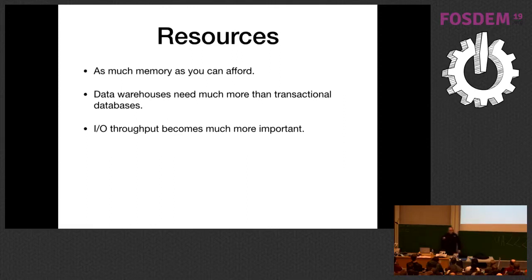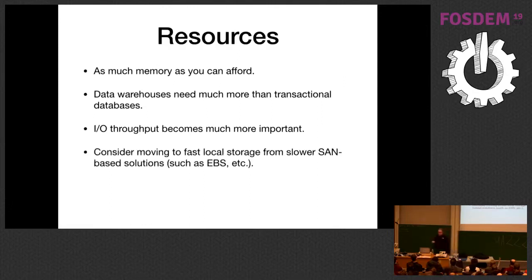Because, again, the working set isn't going to fit in memory, or may very well not fit in memory anymore, so it's just going to have to go out to secondary storage a lot more. This is a place where you might consider moving to fast local storage from slower SAN-based storage, like EBS, especially if you're on Amazon. How many people are running Postgres on Amazon right now?